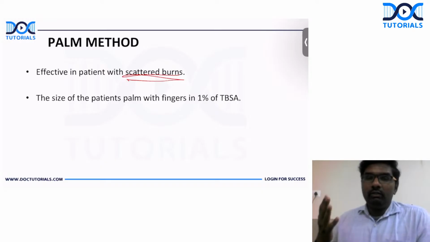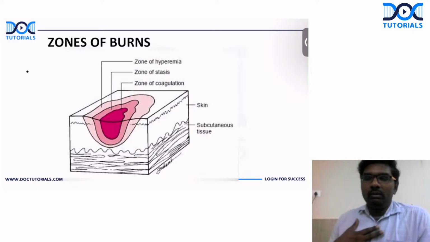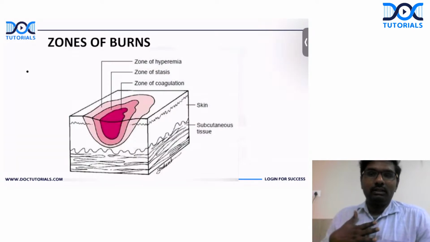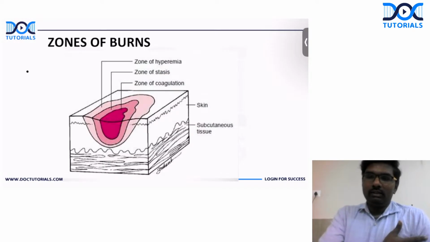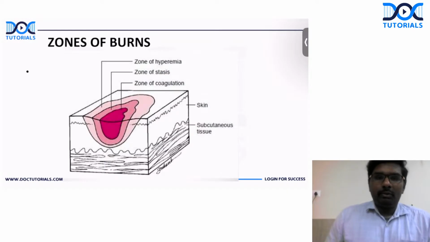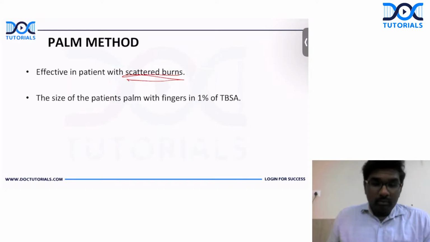Here, the size of the patient's palm with the fingers is considered to be 1% of the total body surface area. If there is only a burn here, I'm keeping my hand here. If my palm covers this area, this is 1%. If it is here, this is 1%. So this is commonly used for scattered burns. Okay, this is about the palm method.